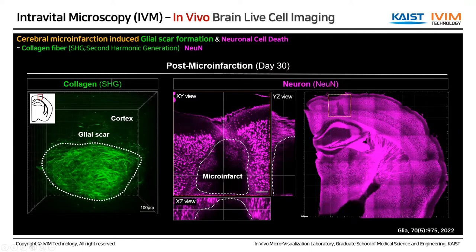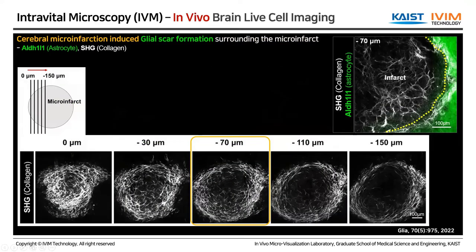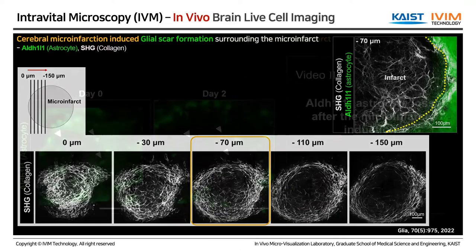And then by using the second generation imaging, we can monitor the scar formation in the cortex on the right-hand side here. So this is the data. At day 13, you can see the increase of the collagen deposition after this microimpaction induction in the brain, like this. And then we can see it in a 3D structure by using the sectioned images. So you can see this collagen, the second generation image, the collagen actually surrounding the impacted area.